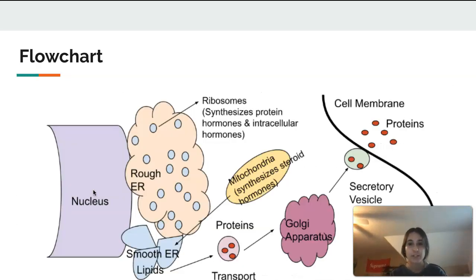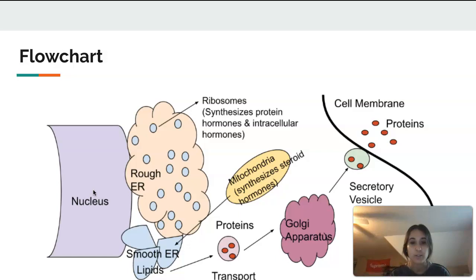This flowchart is just a general overview of what I just said. Again, we have the nucleus over to the left, and then the rough endoplasmic reticulum is right off of it, and the smooth endoplasmic reticulum is right off the rough. And then there are these little ribosomes that stick out on the rough ER to produce the proteins for protein hormones and for intracellular proteins.